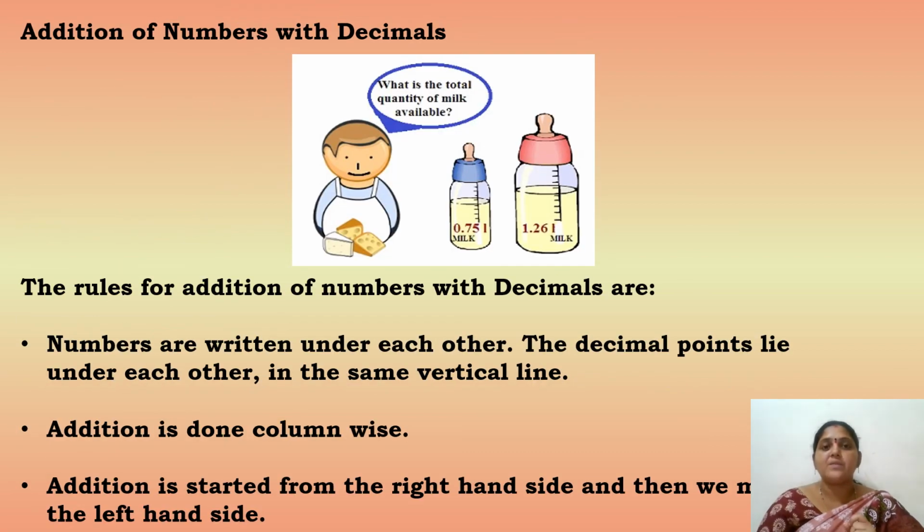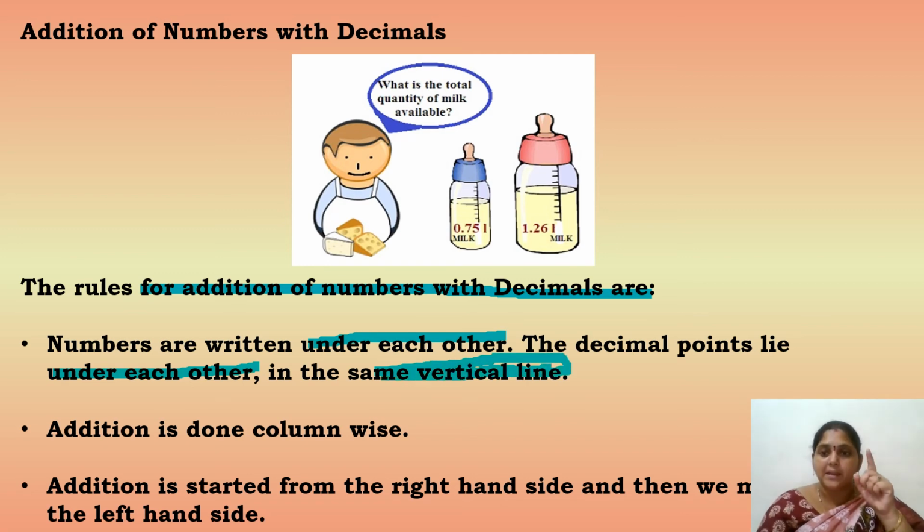Now, addition of numbers with decimals. We have some rules for addition. The rules of addition of numbers with decimals are: numbers are written under each other, and the decimal points lie under each other in the same vertical line. In the same vertical line we will be writing, not in the horizontal way.